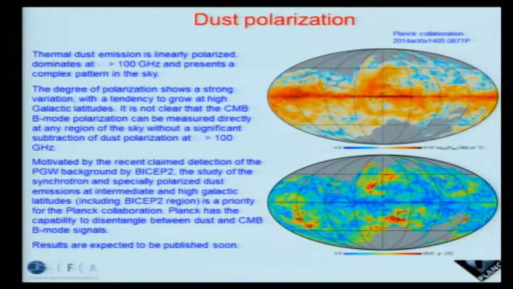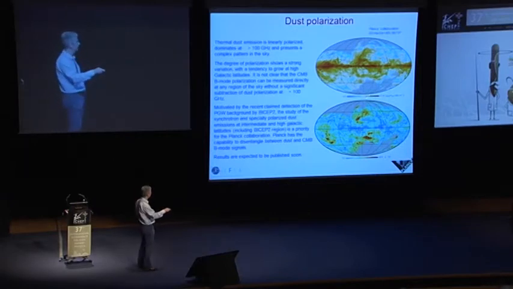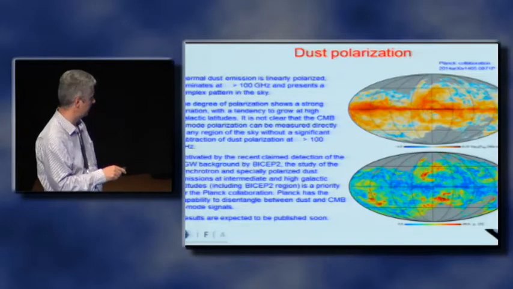And the degree of polarization shows a strong variation, with a tendency to grow at high galactic latitudes. So when you go to higher latitudes, lower dust column densities, you see that the degree of polarization increases. We still have to see what happens here, but the tendency is already this. And it is not clear that the CMB B-mode polarization can be measured directly in any region of the sky without significant subtraction of the polarized foregrounds at these high frequencies.